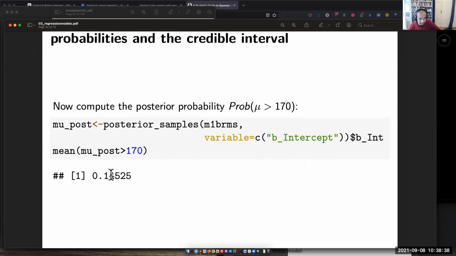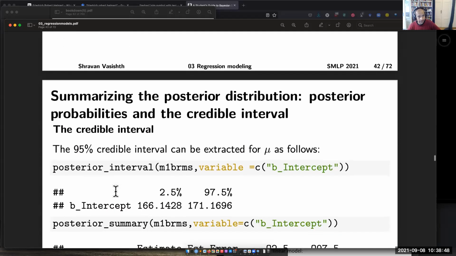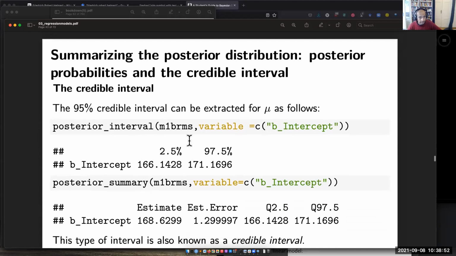So 14% of the posterior values are larger than 170 milliseconds. This could be useful if you have some theoretical prediction about what you expect to happen. Okay, and the 95% credible interval can be computed very easily by just printing out the posterior interval. So this gives you the 95% interval. This is the equal-tailed interval that we discussed yesterday.